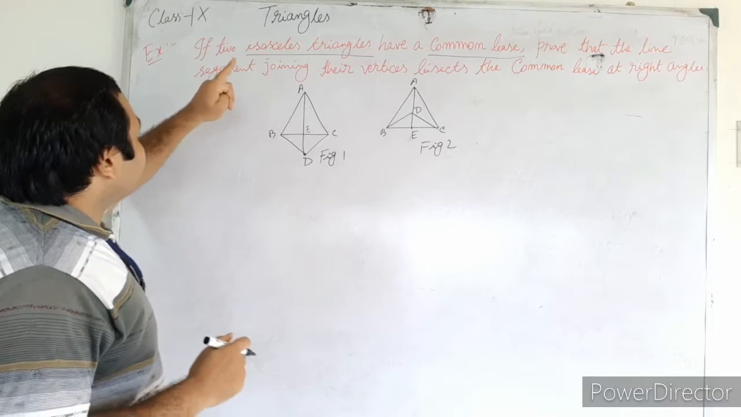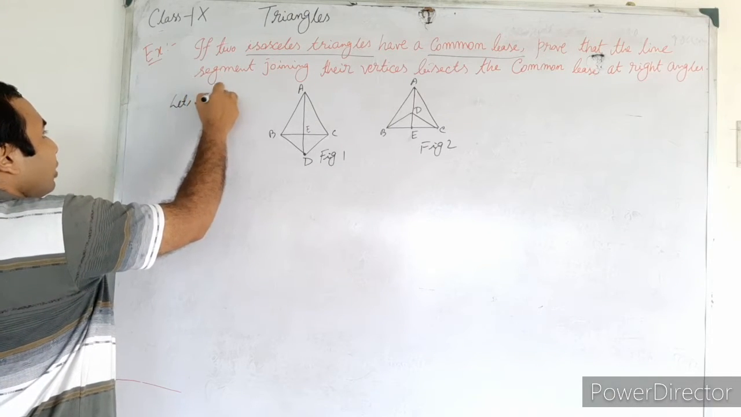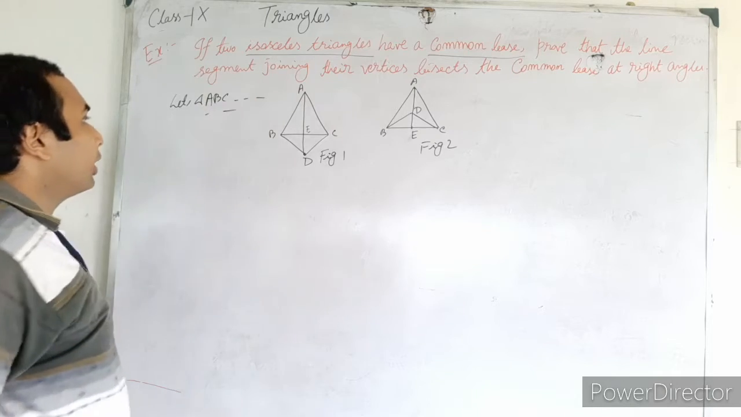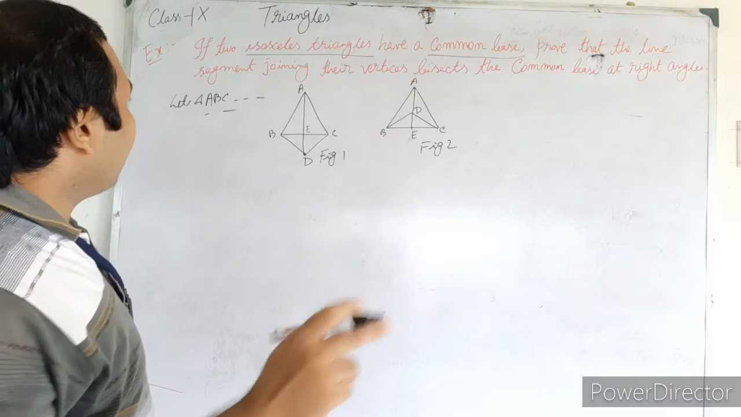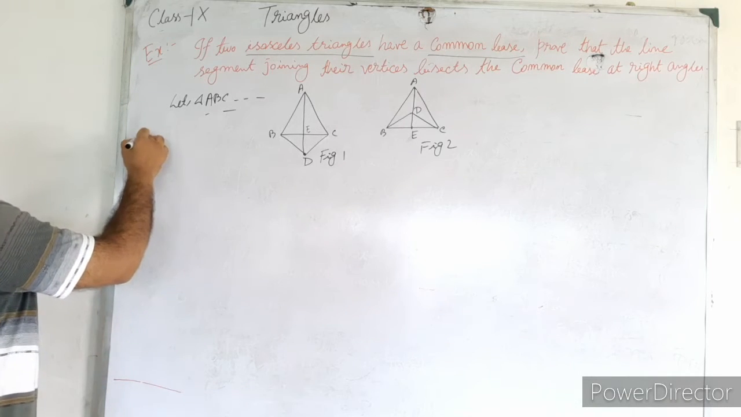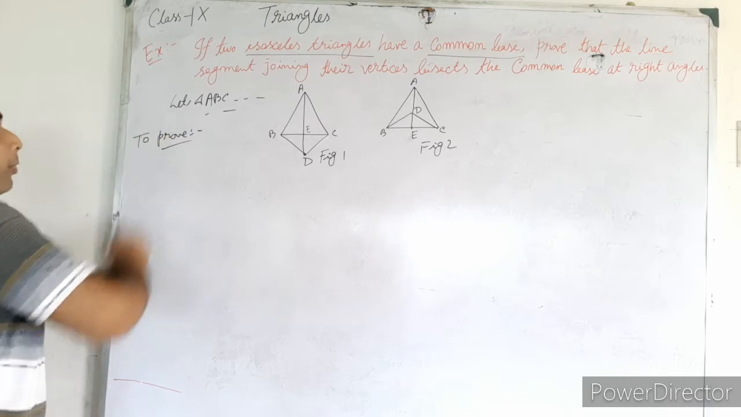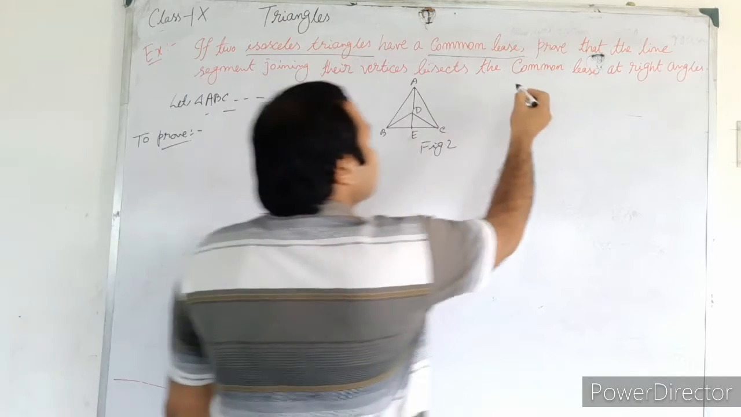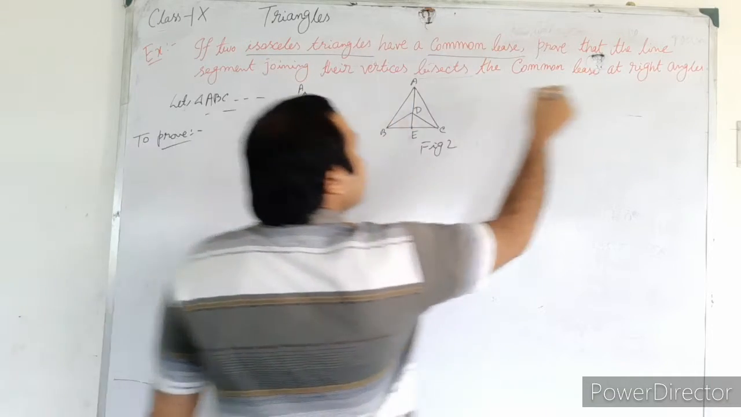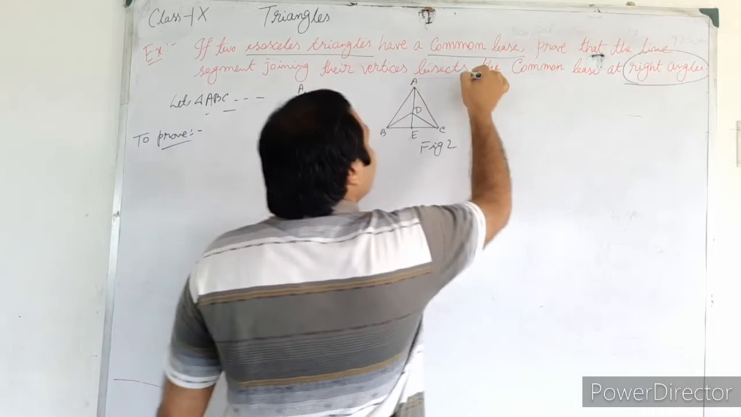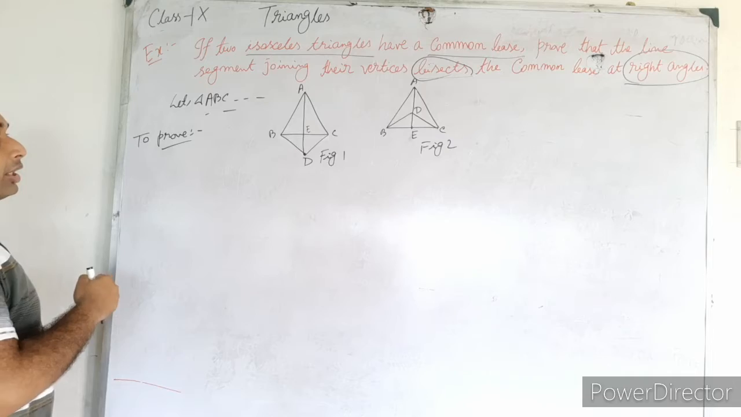Now you will write the statement here, let triangle ABC and so on. I am not writing it here. That is the description of the figure. Now, the construction, or you can say first, what is to be proved? Just see: it bisects the common base and at right angles. Those two are there. Two proofs are there and they will be done simultaneously.